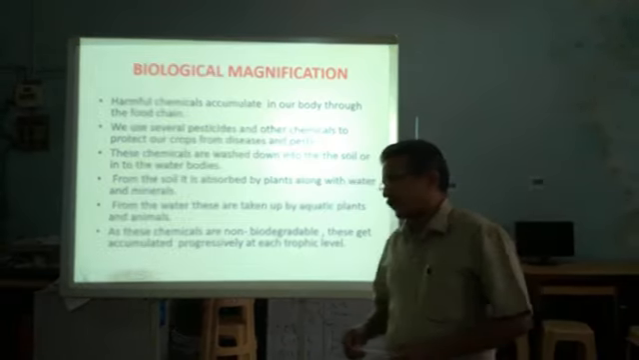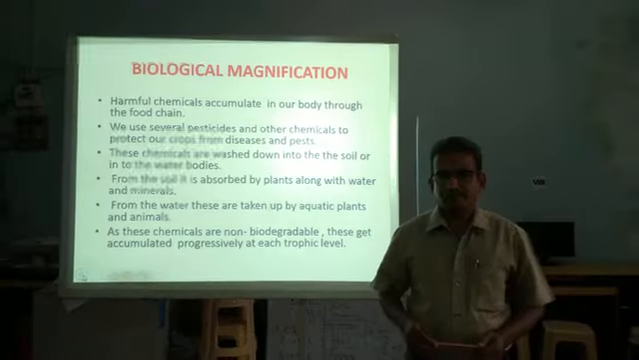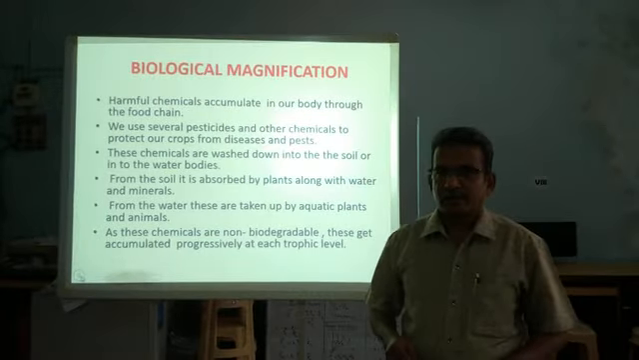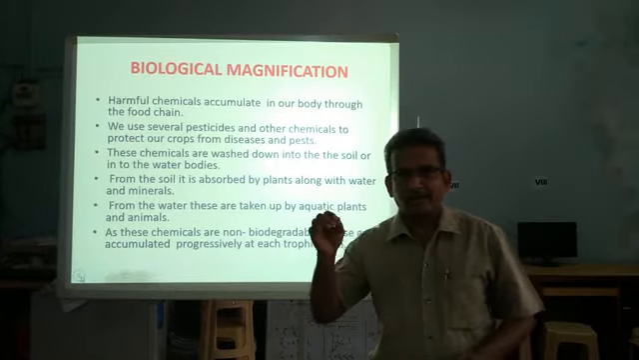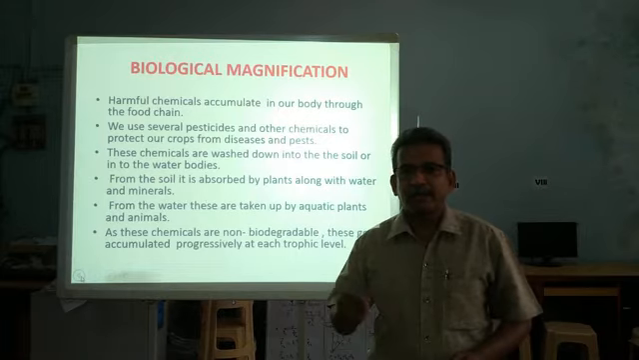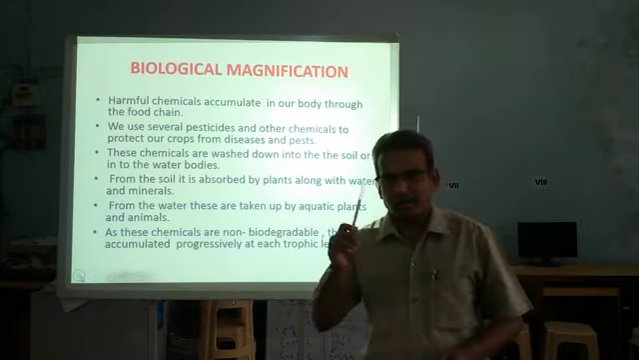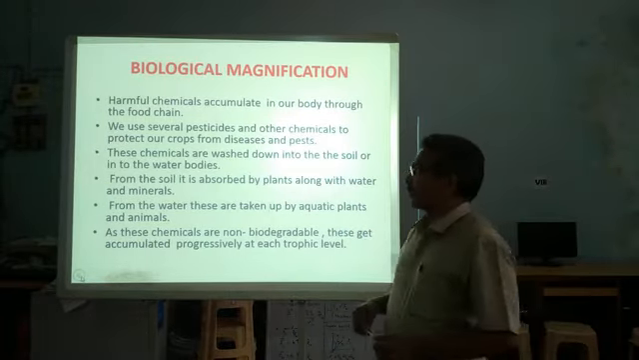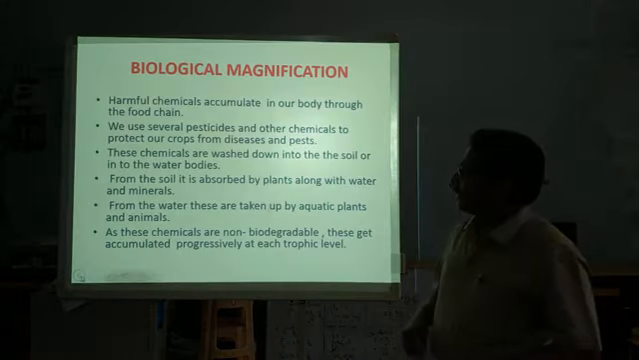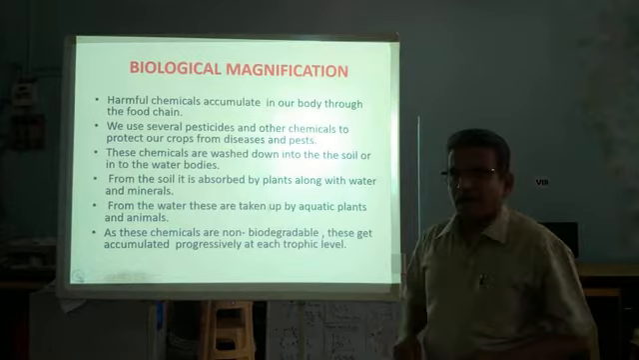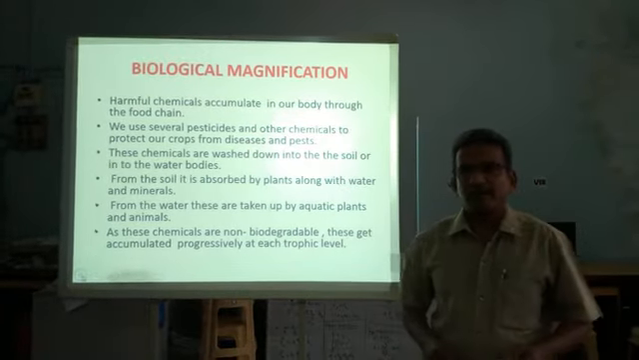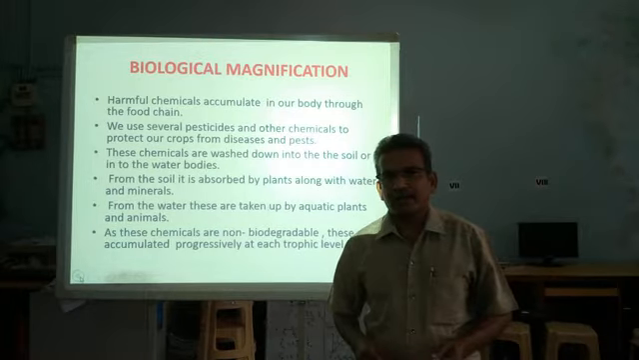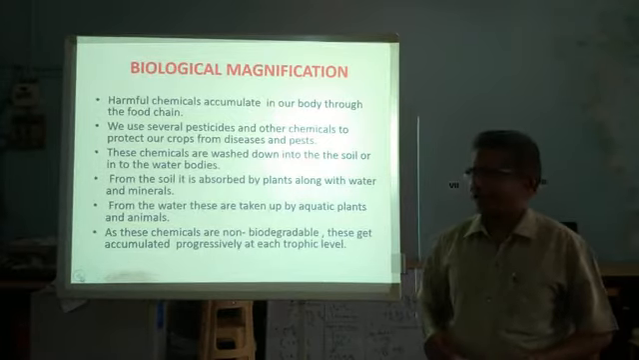We have already studied what a food chain is. And we know that in many food chains, human occupies the highest position. So what biological magnification says is the accumulation of harmful chemicals in our body through the food chain. That is what is called biological magnification.